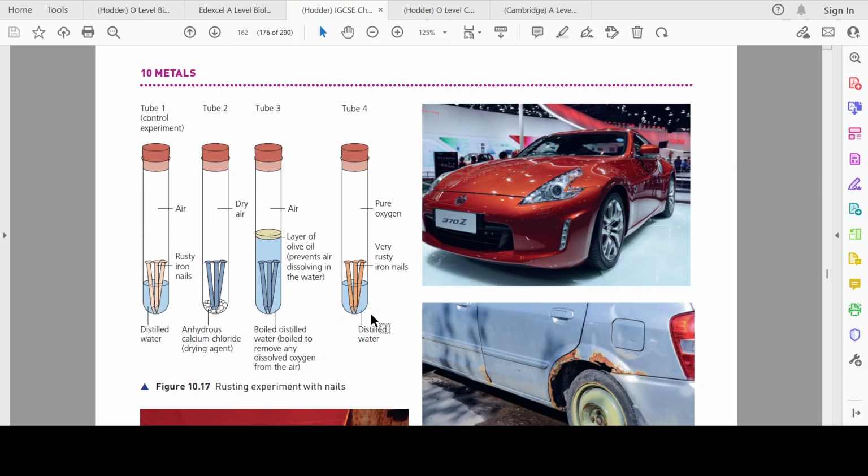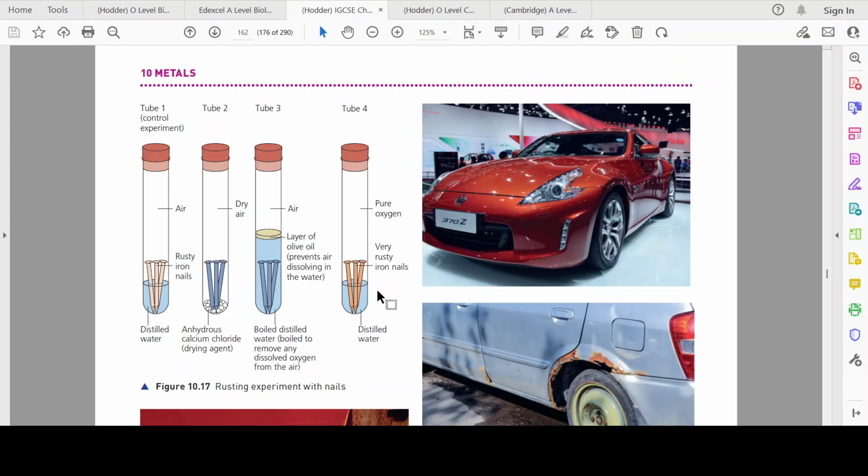Then you've got, and there's distilled water in the control as well. So why are these nails rusting? Because there's water and there's oxygen in the air. And then this particular tube has distilled water, iron nails, and pure oxygen, so it's not air. You can see by the color difference that they have rusted more. Why? Because it's pure oxygen, so the rusting will be more intense.